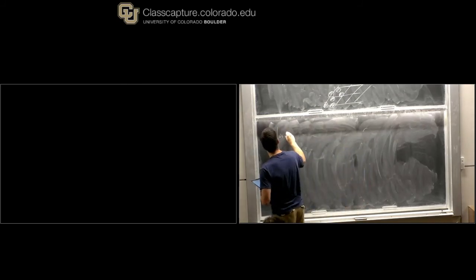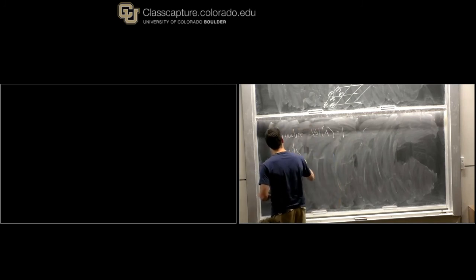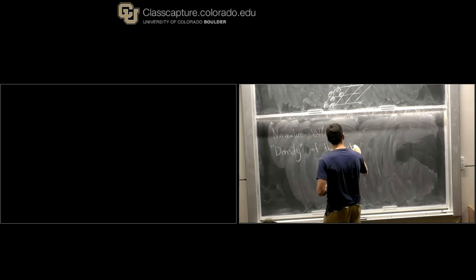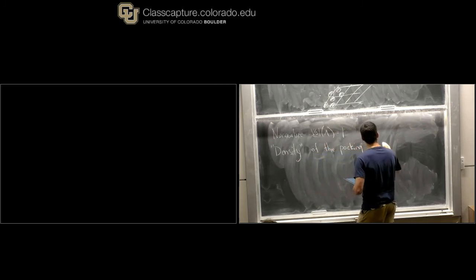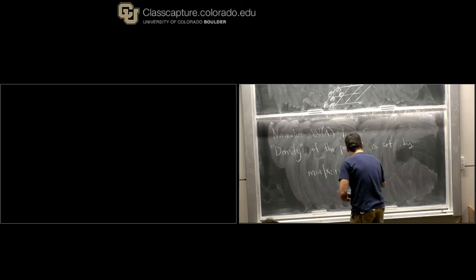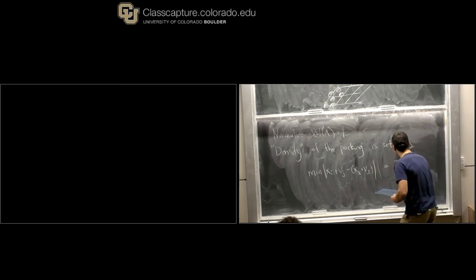I'm going to normalize the volume of the unit cell to be 1. Then the density of the packing is set by the shortest distance between two points, so the minimum of |x_i + v_j - x_k - v_l| over the choice of lattice and unit cell, because we can just take this to be twice the radius of the sphere.